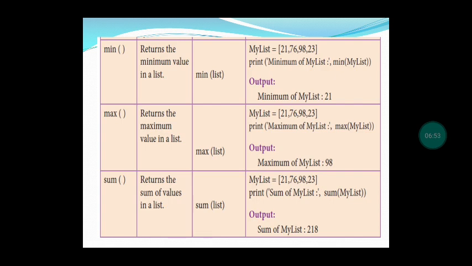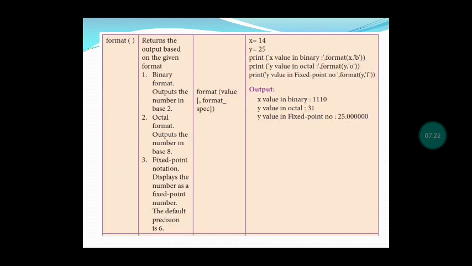Next, sum. Sum means adding all the values, sum up of all the values. The syntax for this one is sum of list. And the same number example has been given. Sum of my list. So all the numbers have been added and we are getting the result 218. So min means it gives the minimum value, max means maximum value, sum means sum up of the given numbers. Next function, format function.